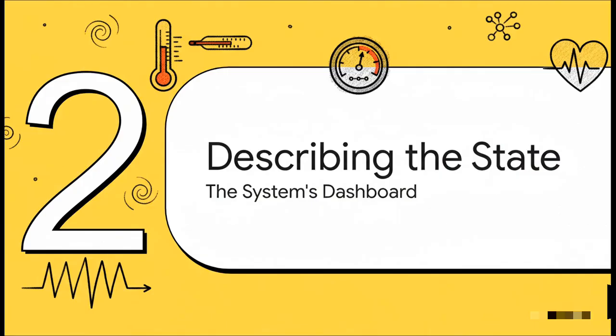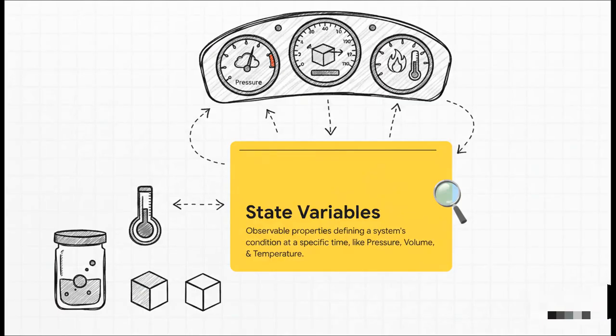Okay, so we've got our system defined. Now, how do we describe what condition it's in at any specific moment? You can kind of think of it like checking a patient's vital signs or looking at a car's dashboard. We do this using what we call state variables. These are the measurable properties that tell us everything we need to know. The big three that you'll see all the time are pressure, P, volume, V, and temperature, T. If you know these, you know the state of the system.